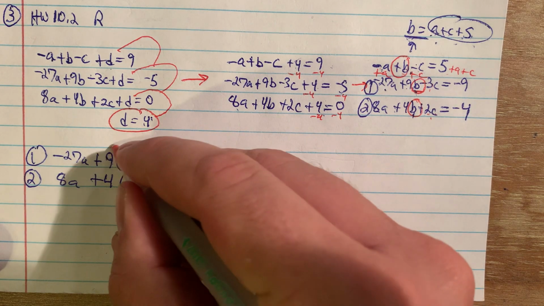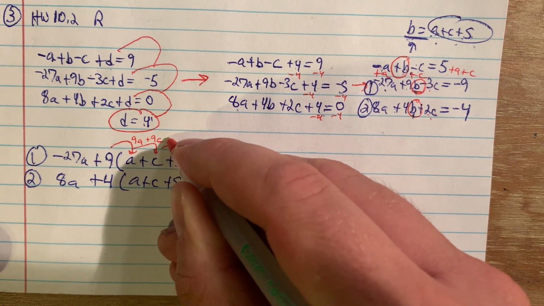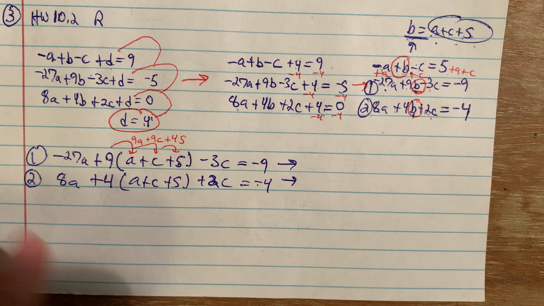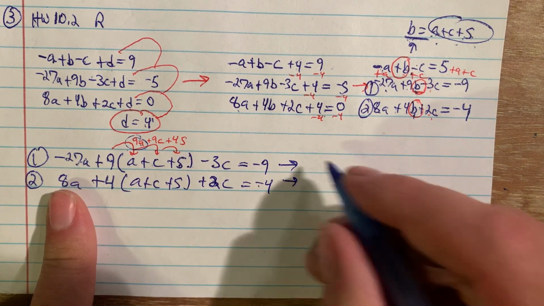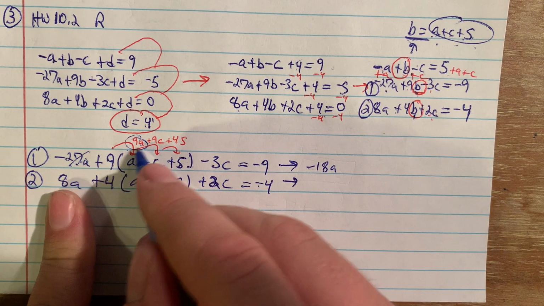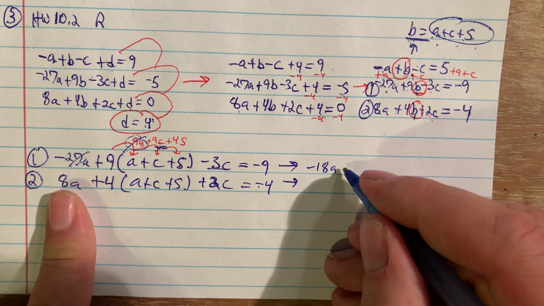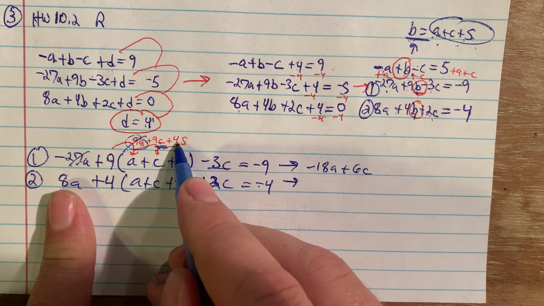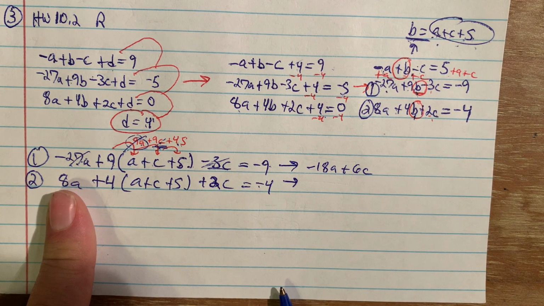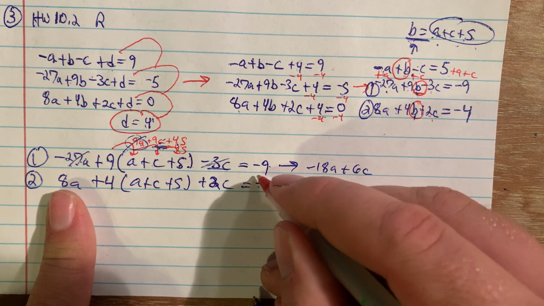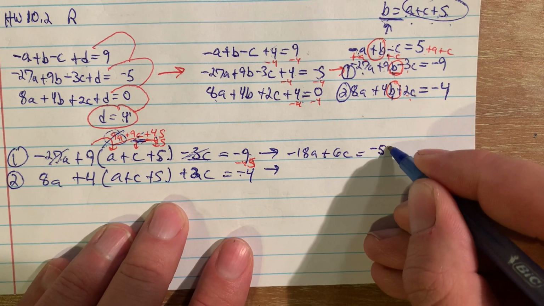Hopefully we can see that the 9 will distribute, give 9a, 9c, and 9 times 5 is 45. And so let's see, what can I combine? Negative 27a plus 9a's is negative 18a's. Those are my like terms. 9c's minus 3c's is 6c's. And 45 doesn't combine with anything on this side, but I can move it to the other side by subtracting 45. So I'm going to go ahead and do that. I'm going to subtract 45. We get equals negative 54.